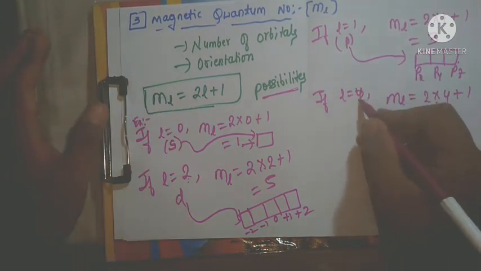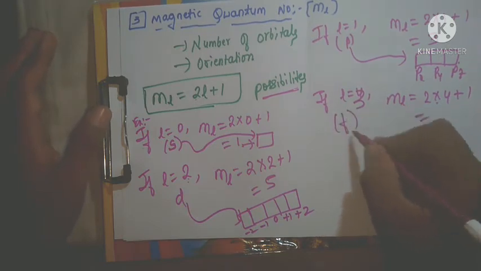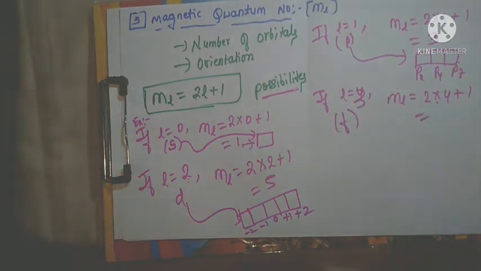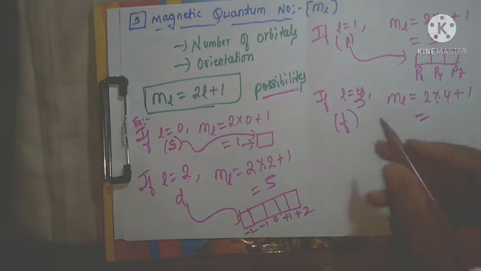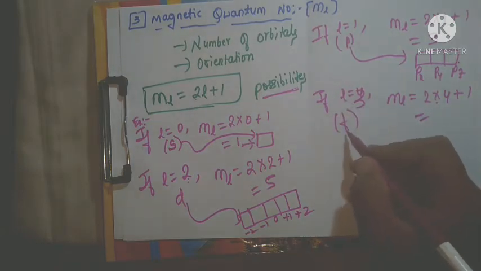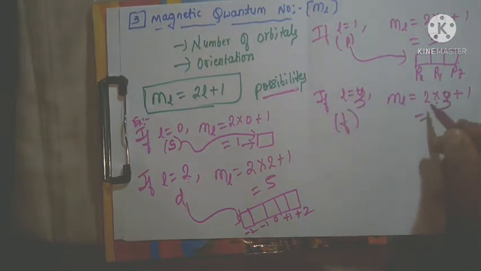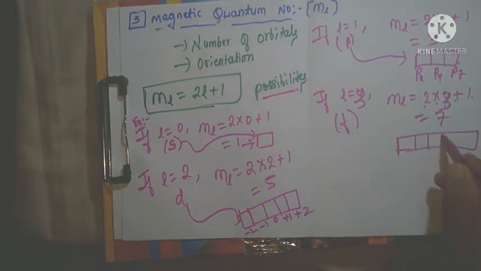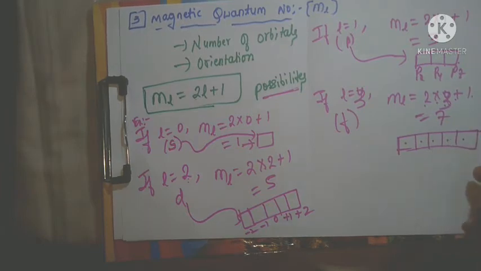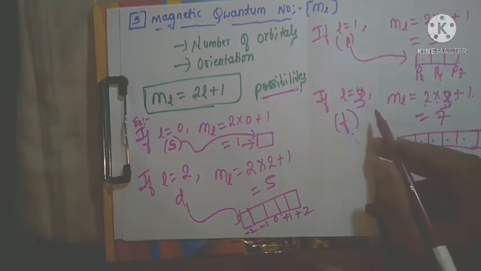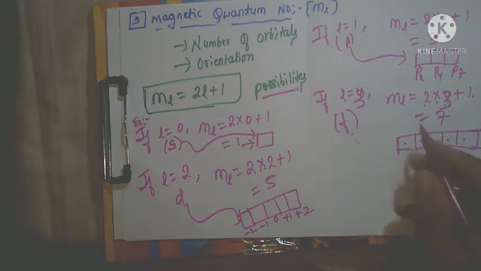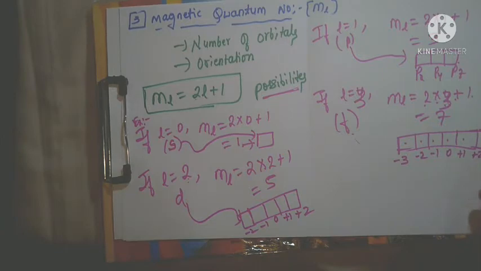L value, sorry, 3. Let us take 3 for F subshell. For F subshell, L is equal to 3. ml is equal to how much? 2 into 3 plus 1. That is 6 plus 1. That is 7. 7 orbitals are possible: 1, 2, 3, 4, 5, 6, 7. Here L is 3, so minus 3 to plus 3. You have to number minus 3, minus 2, minus 1, 0, plus 1, plus 2, plus 3. In this way, it will give the information about the number of orbitals.